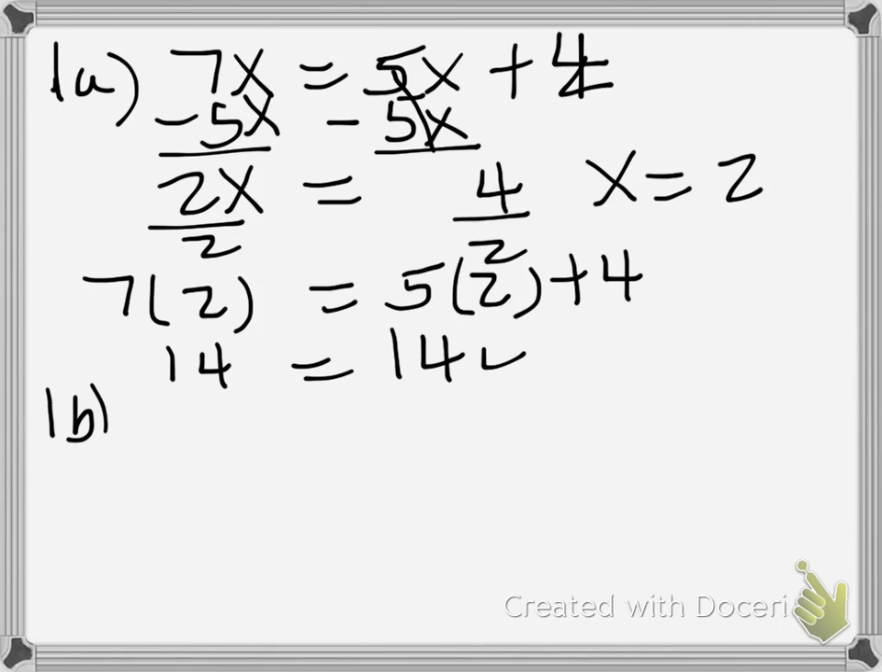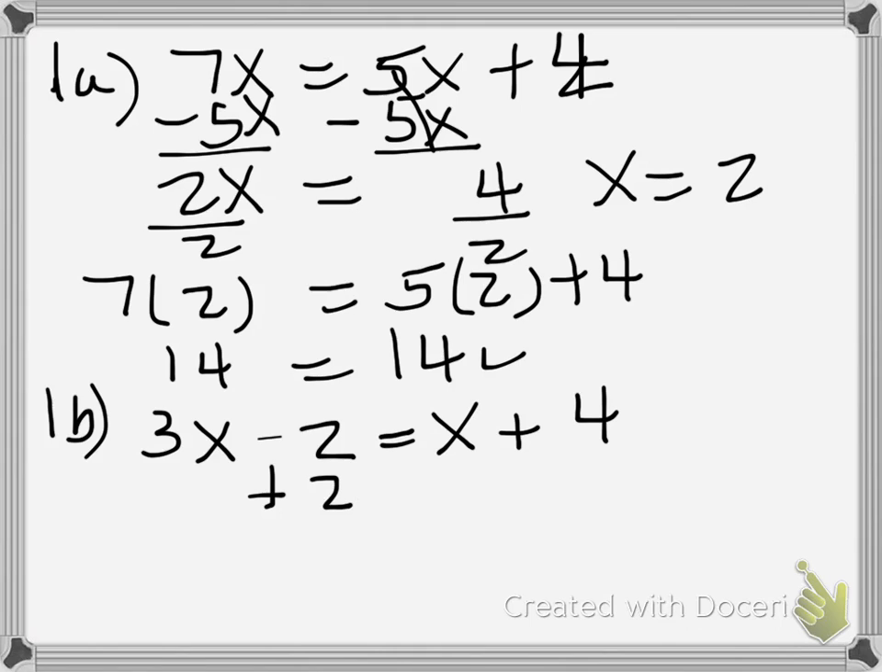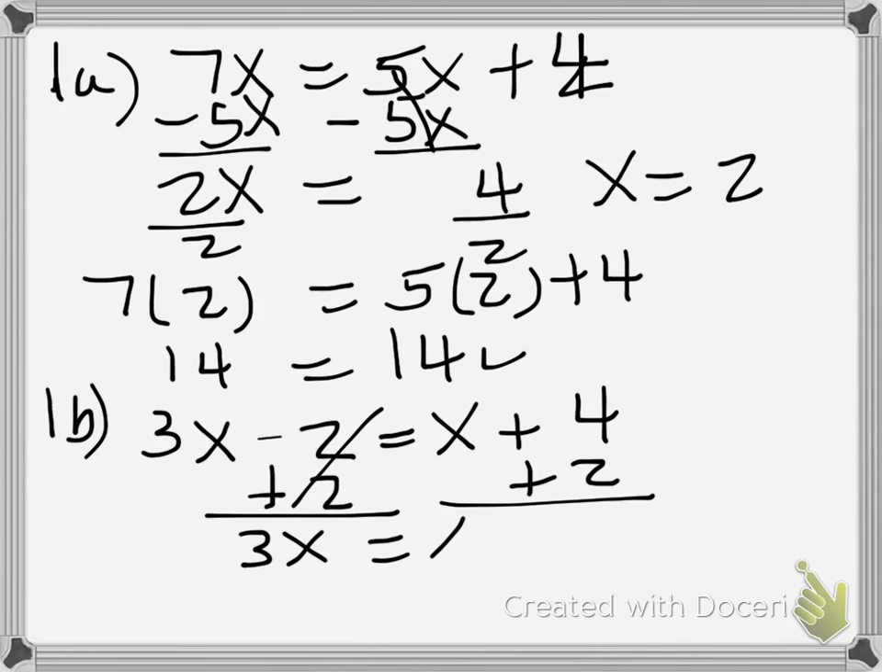Alright, 1B. 3x minus 2 equals x plus 4. Now you might ask, can I do the numbers before I do the variables? Yes, you can. So I'll show you how to do that. So we want to subtract 2, or we want to subtract 4. It's going to be easier to add the 2 to both sides first. That's going to give me 3x on the left and x plus 6 on the right.